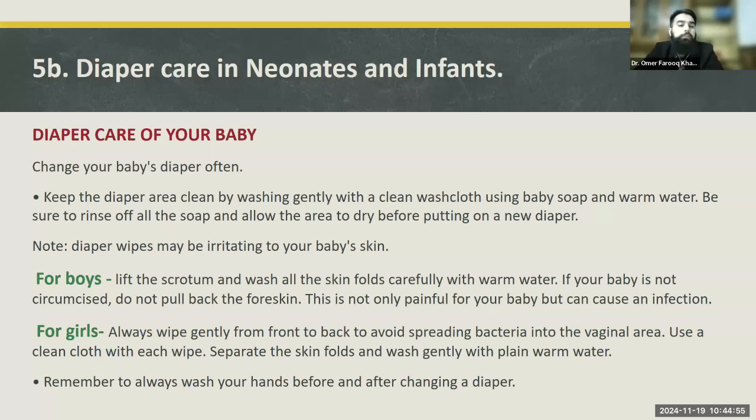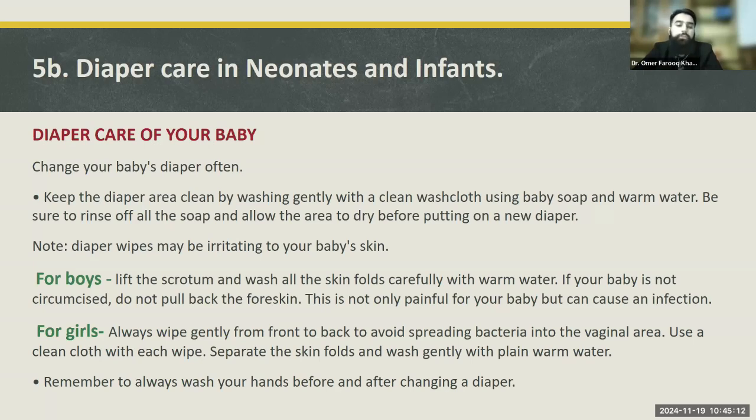For girls, always wipe gently from front to back. Start from the vaginal area and go to the back, to avoid spreading bacteria into the vaginal area. Use a clean cloth with each wipe. Use separate skin folds and wash gently with plain warm water.